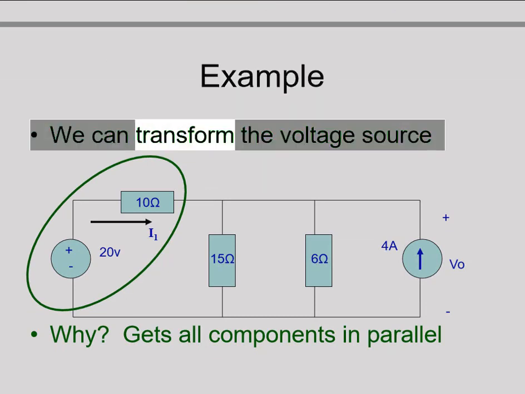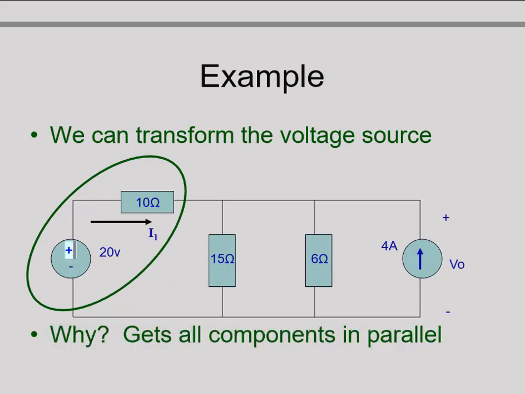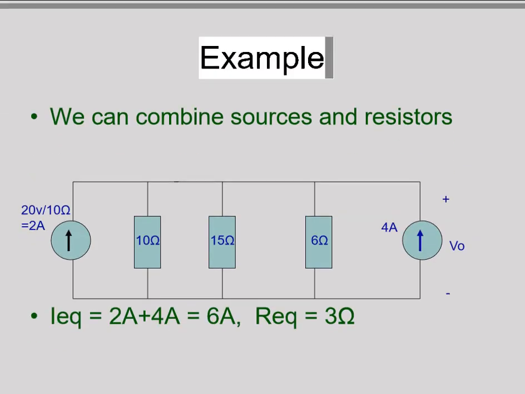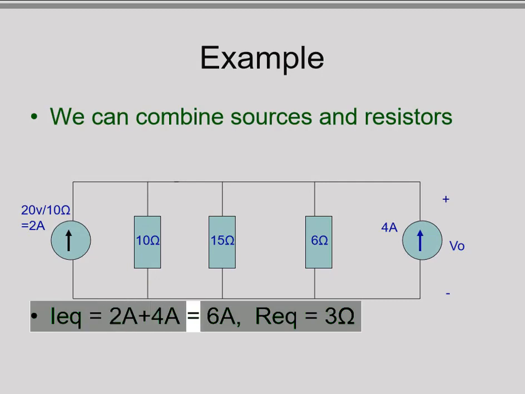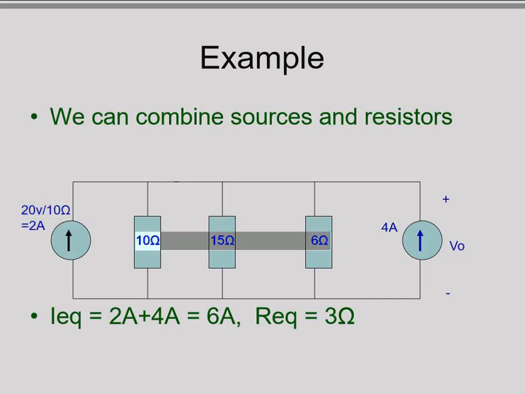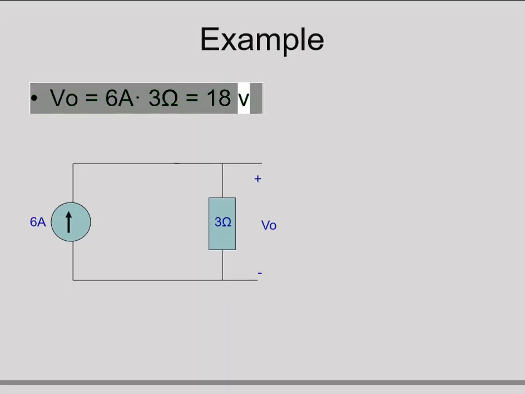Example: we can transform the voltage source so that all components are in parallel. 20V, 4A, 10 ohm, 15 ohm, 6 ohm. We can combine sources and resistors. I equals 2A plus 4A equals 6A, Req equals 3 ohm, 20V/10 ohm equals 2A. Then VO equals 6A times 3 ohm equals 18V.